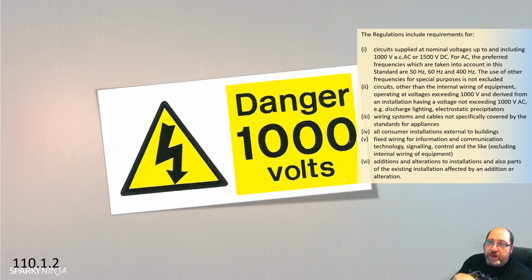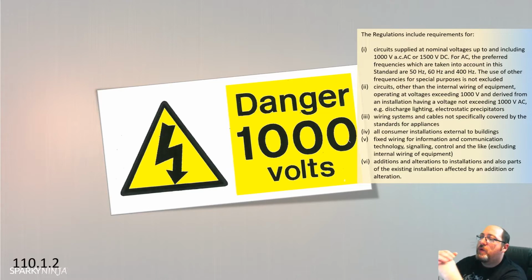Okay. It's for circuits other than internal wiring of equipment operating at voltages exceeding 1000 volts and derived from an installation having a voltage not exceeding 1000 volts. So we can supply a circuit that achieves a voltage over 1000 volts, but the wiring system itself supplying the equipment shall not exceed 1000 volts AC and 1500 volts DC. Because that's when we go in the wiring regulations from LV to beyond, so HV, I guess you could say.